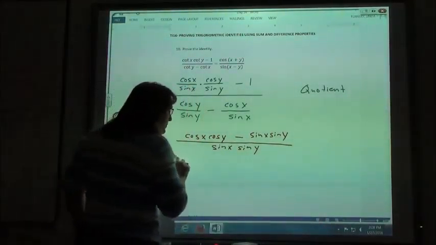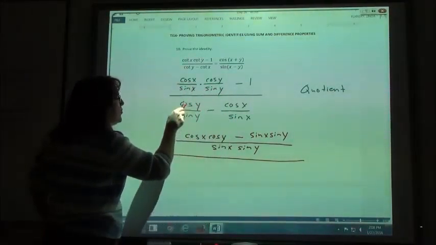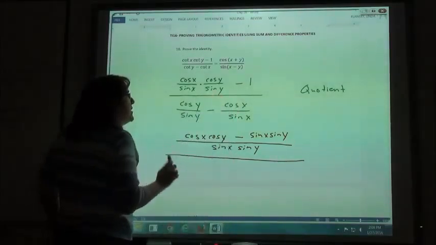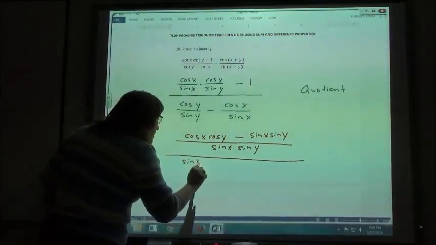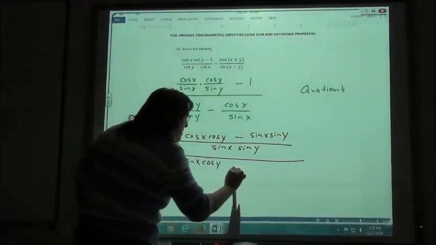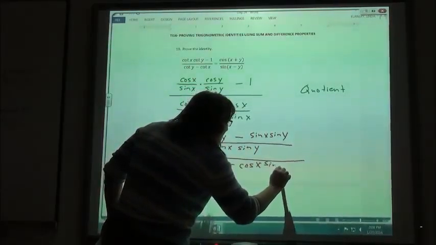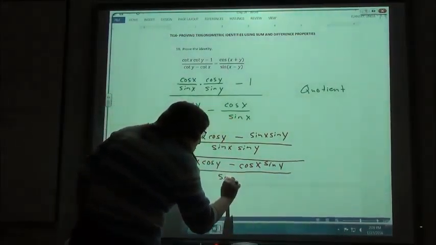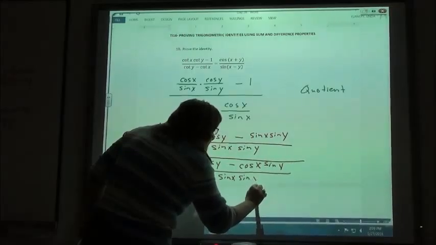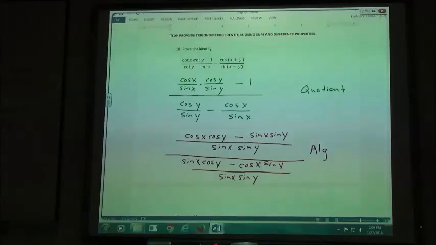On the bottom, we have a really big fraction. I'm going to end up taking this one times the sine of x, this one times the sine of y. So I'm going to have the sine of x cosine of y minus cosine of x sine of y over my common denominator, sine of x, sine of y. Doing algebra. Again, I'm writing too big, so it never ever fits.